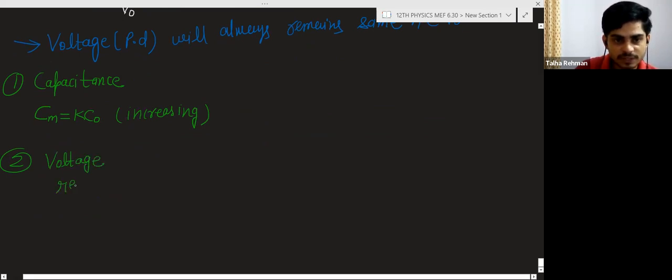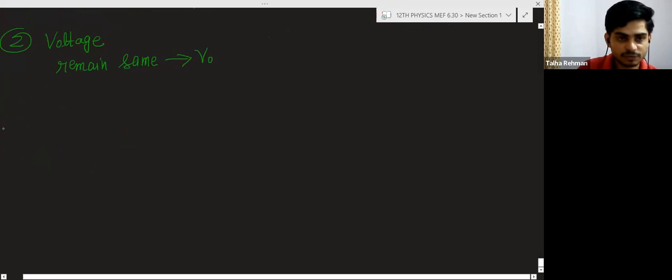this will remain the same. That is V0. Why does it remain the same? Because the battery is still connected.